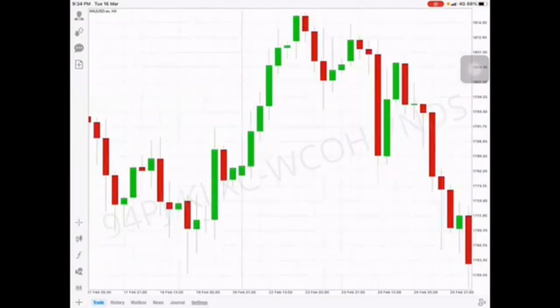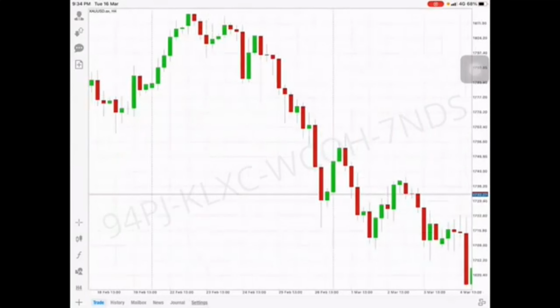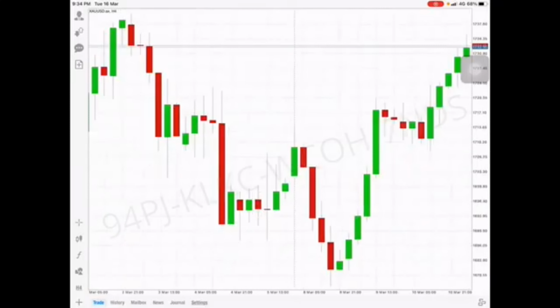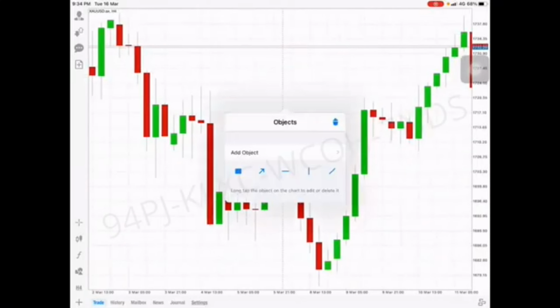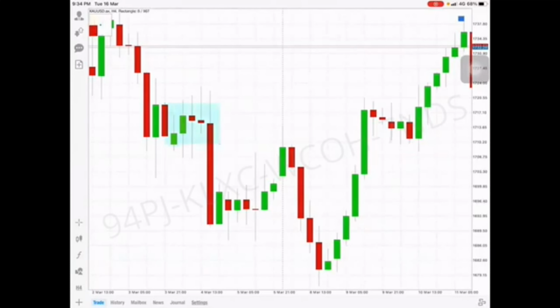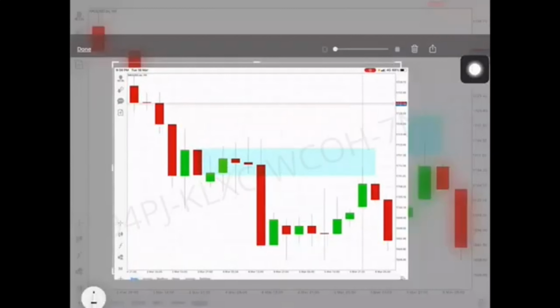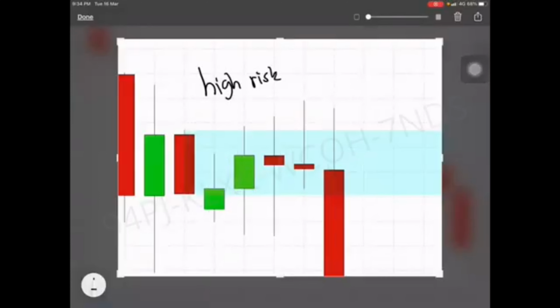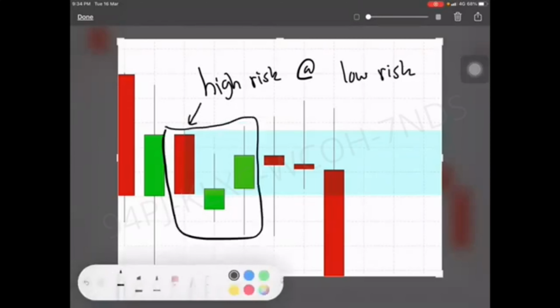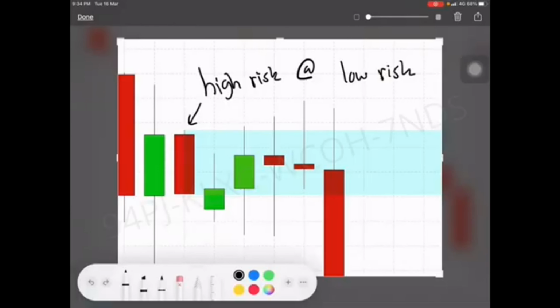Okay, so let me show you some examples. After you have learned how to mark the normal engulfing, let's say for this one, take a look at this. Do you see, is this a high risk or a low risk? Look at this. Is it a high risk or a low risk marking? High risk. Why is it high risk? Because the trend is going up.